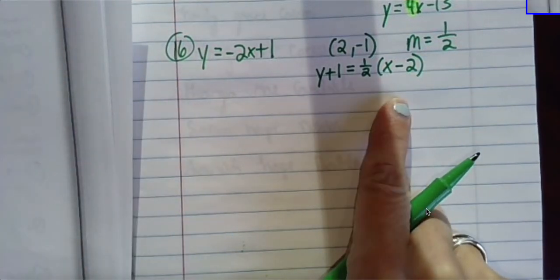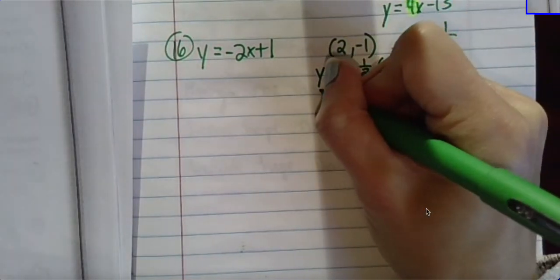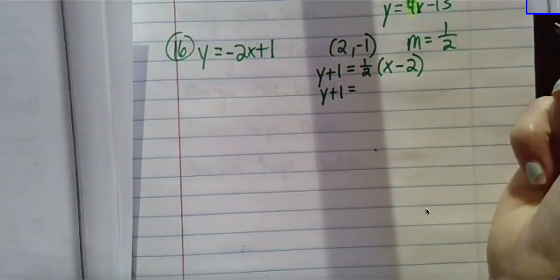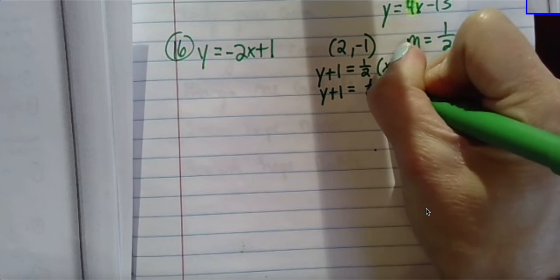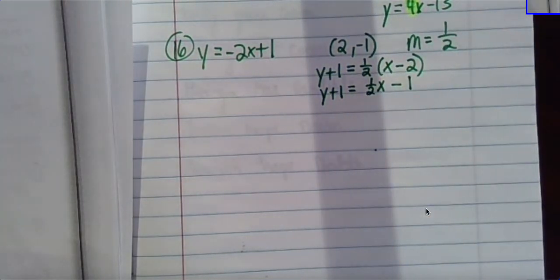So now, y'all, they want it to say y equals, slope intercept form. So how do I get the y by itself? Distribute and move the 1. So I would get y plus 1 equals 1/2 x, and half of 2 is 1. And then my last step, I'm going to subtract my 1 over.